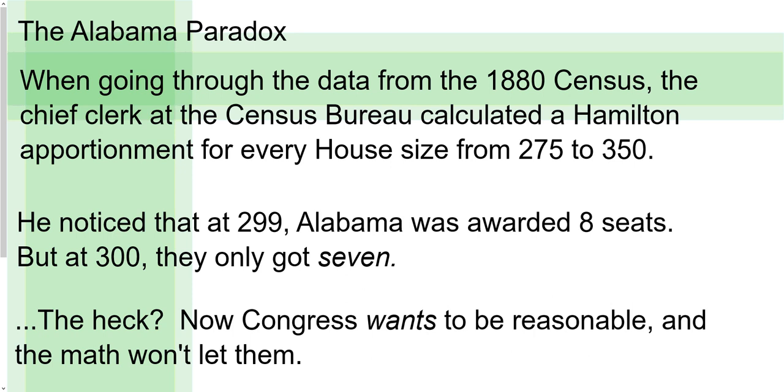So what the heck? Congress is trying to be reasonable now. Forget the other stuff, the bickering, whatnot. Trying to be reasonable. The math just won't let them. Lovely, huh?